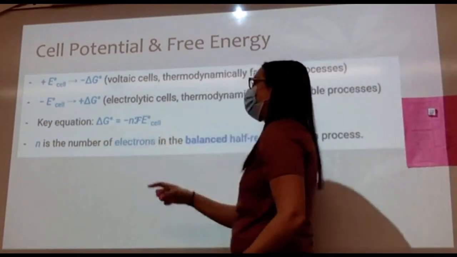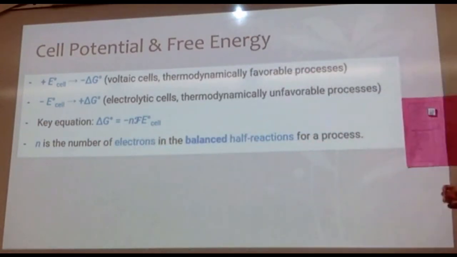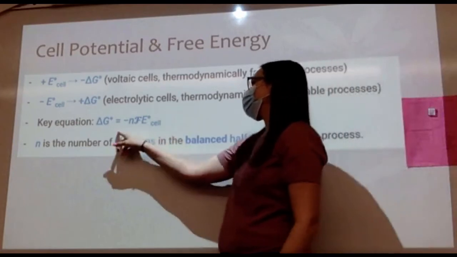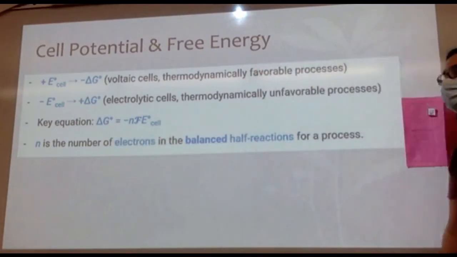When you are calculating delta G, I always recommend writing out variables. Write out what is N, what is Faraday's constant, and what is your cell potential, just to make sure you're plugging it in correctly. We'll look at this in an example. You'll be able to see how free response questions scaffold. We go from writing the balanced reaction to calculating cell potential to calculating free energy.